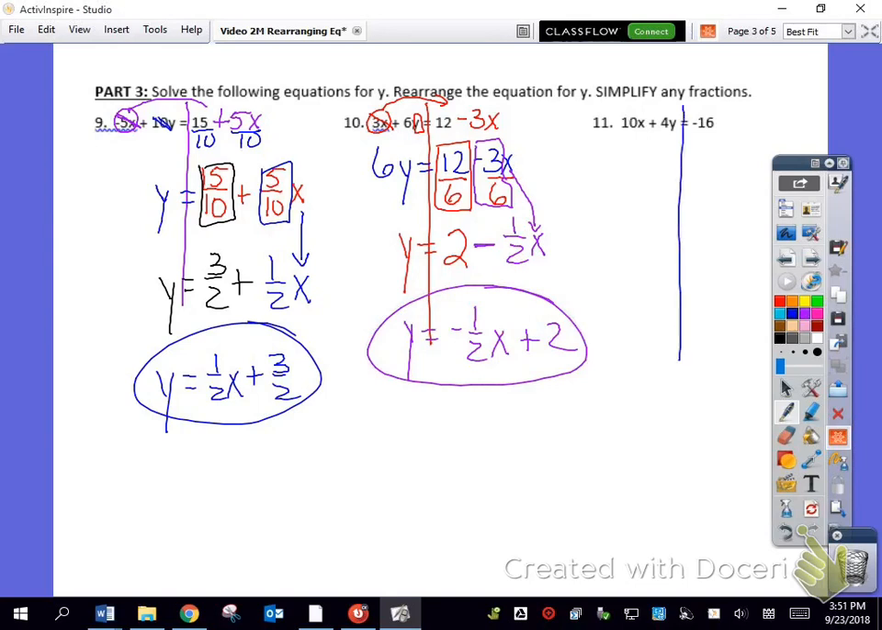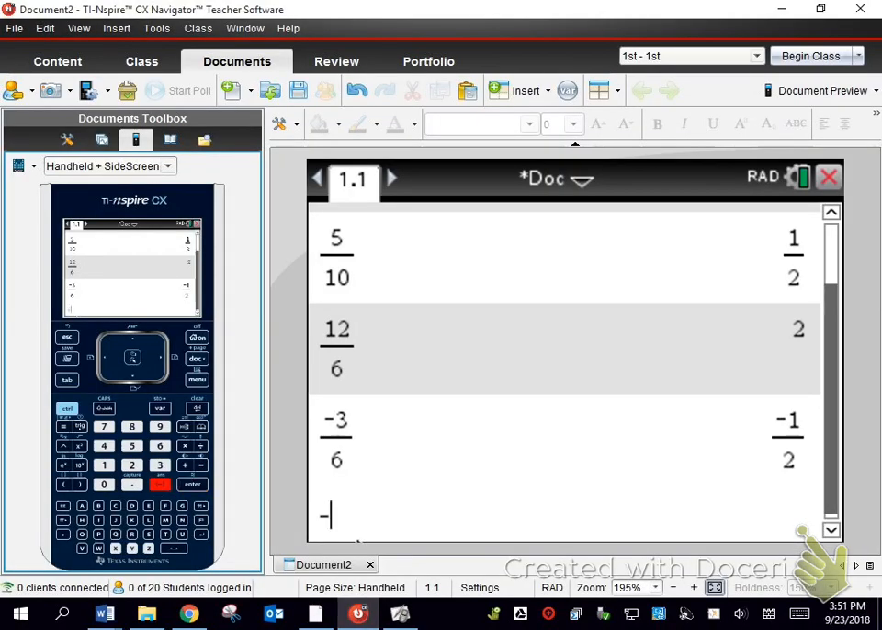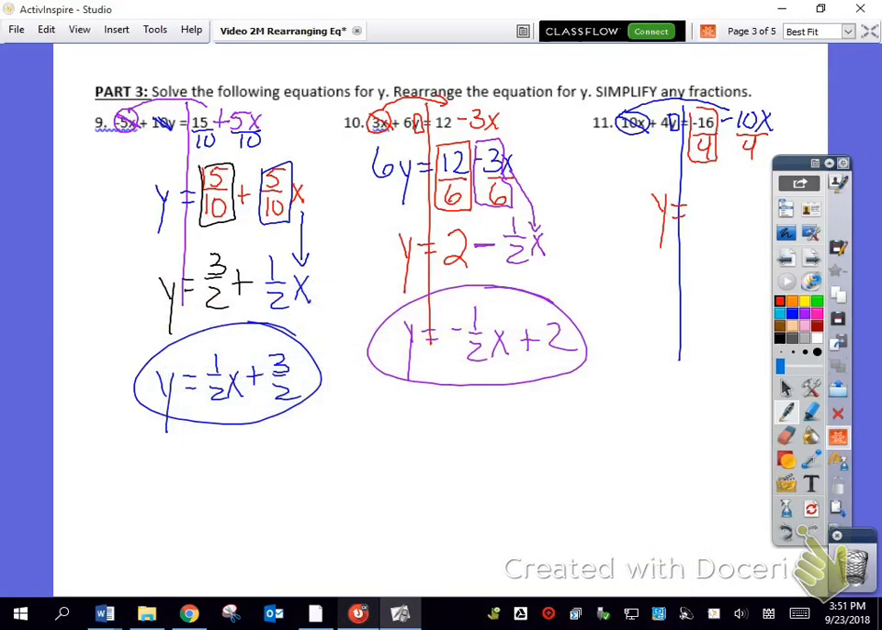On the next one, you're solving for y. So the opposite of a positive 10x, it becomes a negative 10x. That goes away. Now I have to get rid of the 4, so I have to divide everything by 4. So y equals, make sure you put that negative in. So negative 16 divided by 4, and you get negative 4.